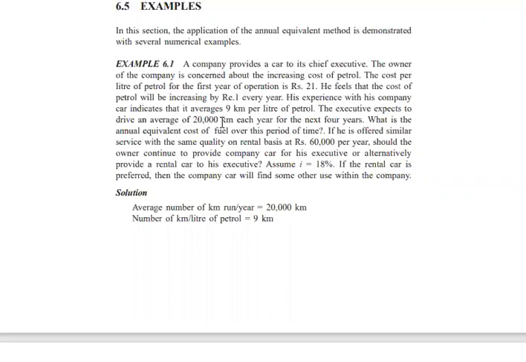Okay, so we have to find the annual equivalent cost of fuel over this period of time. And also he wants an offer with a similar service, like a rental car, which would be almost 60,000 per year. So should the owner continue to provide the company car for his executive, or alternatively use the rental car and use the original owner car for other uses within the company? And also we have to take interest as 18 percent, right?